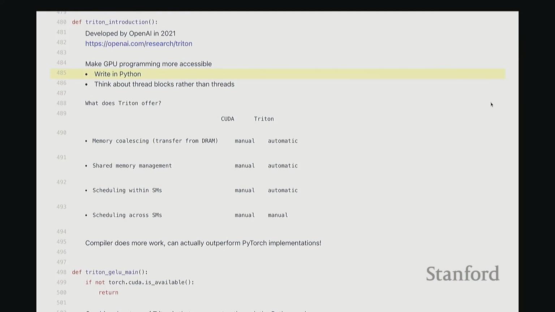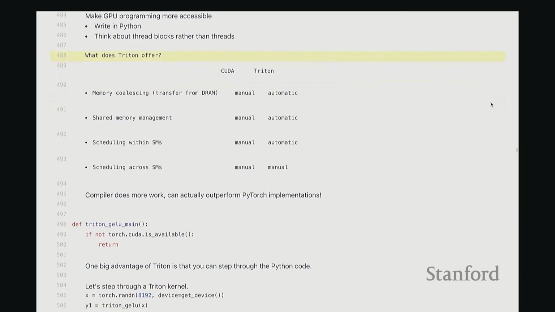So you write everything in Python, and you don't really think about the threads anymore. You think about thread blocks, and Triton manages a lot of stuff that is annoying but can be automatically optimized. So it can manage coalescing of memory. Remember that from DRAM you get 4 adjacent values at once. That's something called burst mode.